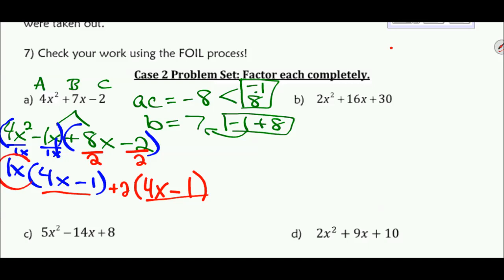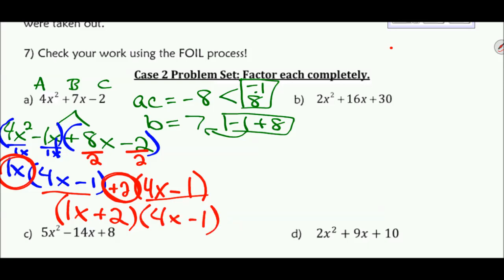1x plus 2. The two GCFs make one of our factors. 1x plus 2. The second factor is in the parentheses. Whatever you get from here and here is the second factor. That's as factored as that gets.